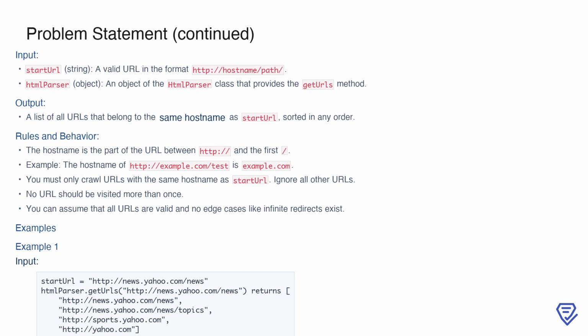The hostname, in this case, is the part of the URL between http:// and the first slash. For example, in the URL http://example.com/test, the hostname is example.com. Your crawler should only visit URLs with this hostname and ignore others. Additionally, no URL should be visited more than once to ensure efficiency. You can safely assume that all URLs are valid and there are no edge cases like infinite redirects to handle.